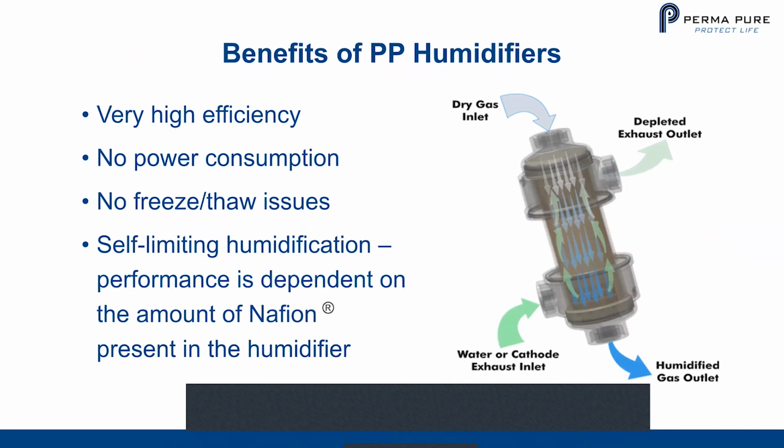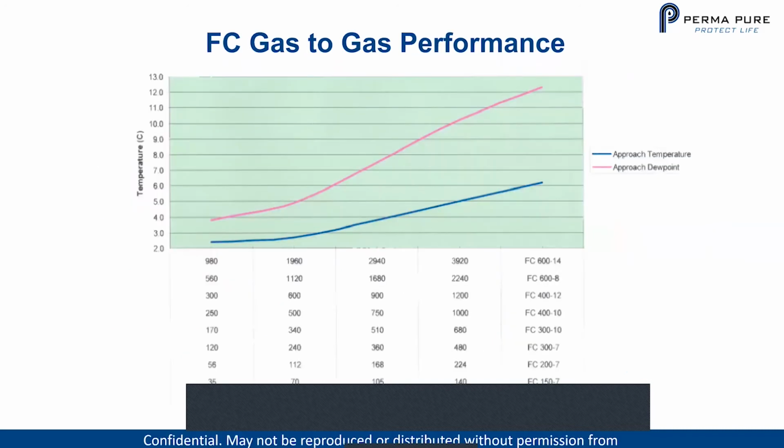So in the application, the benefits of Perma-Pure humidifiers are, first of all, they are very highly efficient. There's no power consumption, no freeze-thaw issues, and there's self-limiting humidification. The performance is strictly dependent on the amount of Nafion present in the humidifier. And here's our FC gas-to-gas performance chart, and I'm going to spend some time explaining how to use this chart because it is very confusing. It took me a while to understand the chart, but once you do, it's fairly simple.